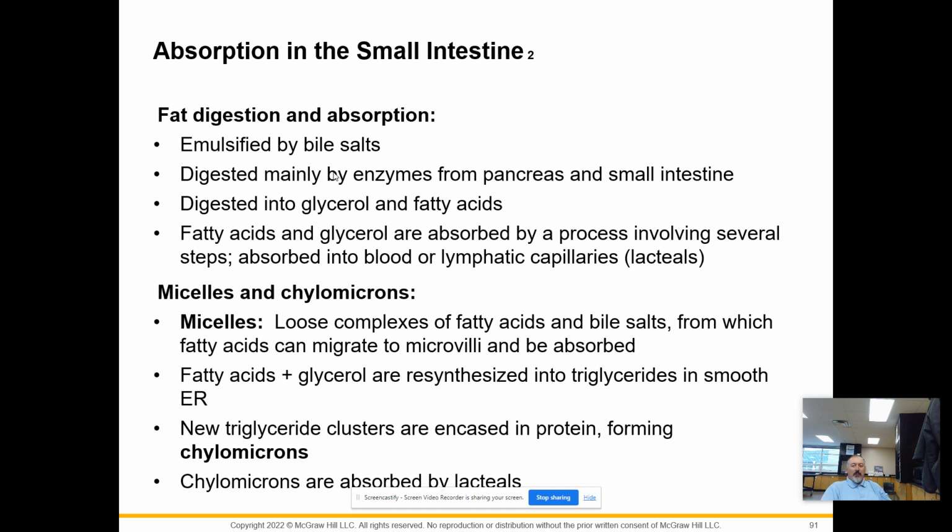All right, so micelles are going to be loose complexes of fatty acids and bile salts, from which fatty acids migrate to the microvilli and then can be absorbed. So the fatty acids plus the glycerol are resynthesized into triglycerides in the smooth ER. We know that this is where we're going to make phospholipids and different things like that, like to make our cell membrane. New triglyceride clusters are encased in protein, forming chylomicrons.